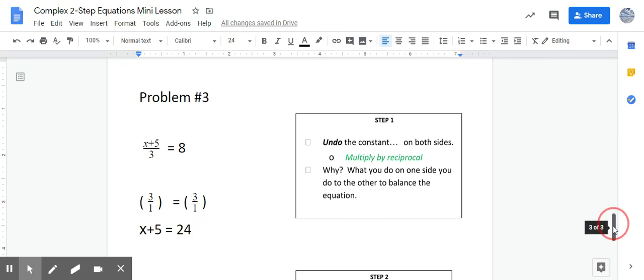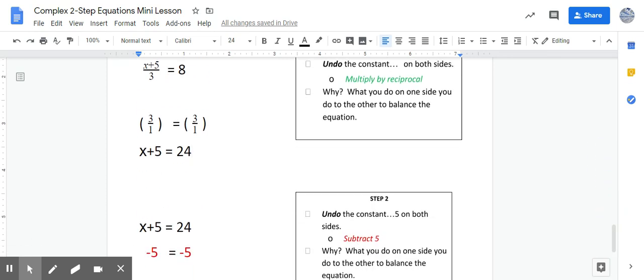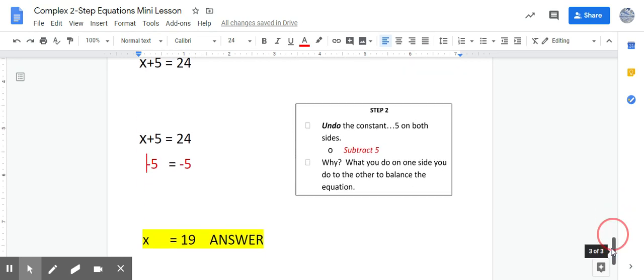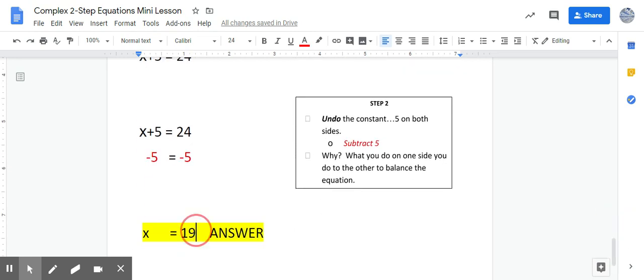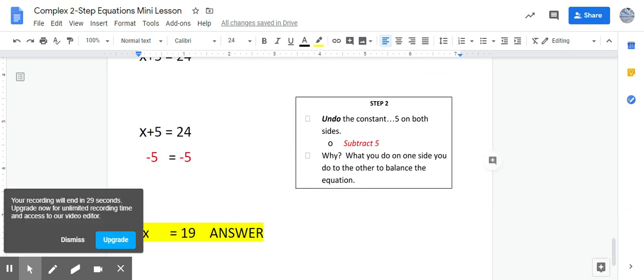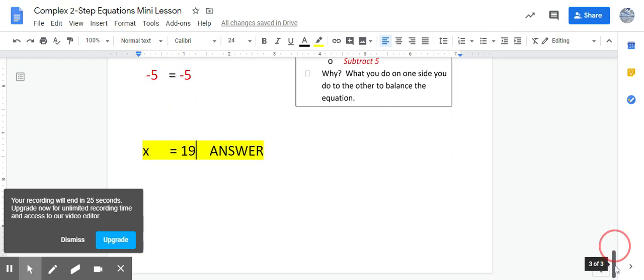What you do on one side of the equation, you do to the other. Now in this case, we have x plus 5, so we're going to do the opposite of addition, which is subtraction. Minus 5 on both sides, these two cancel out. We are left with 24 minus 5, and that gives us 19. We just substitute that 19 into our original equation, and voila, we are done.